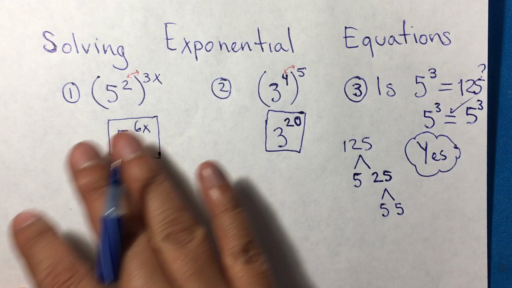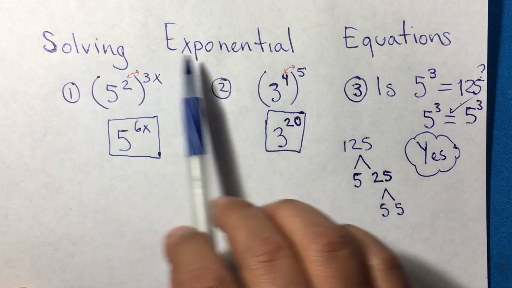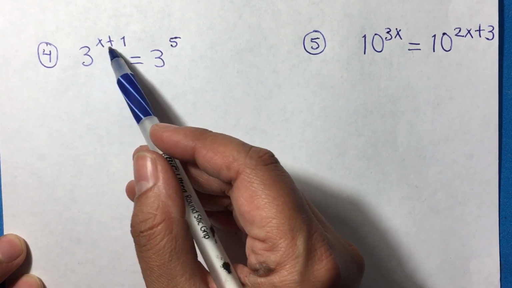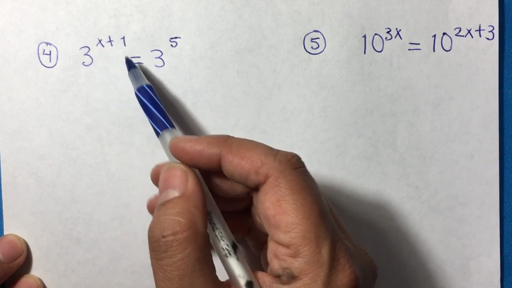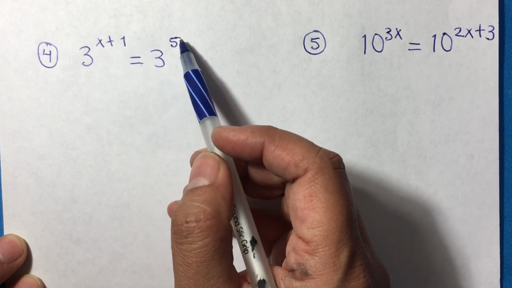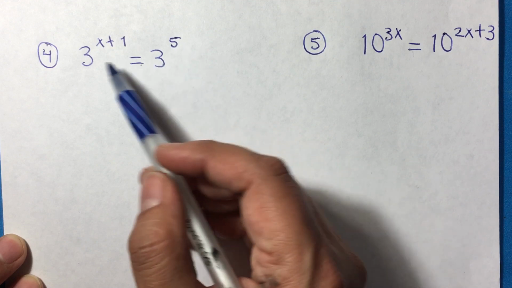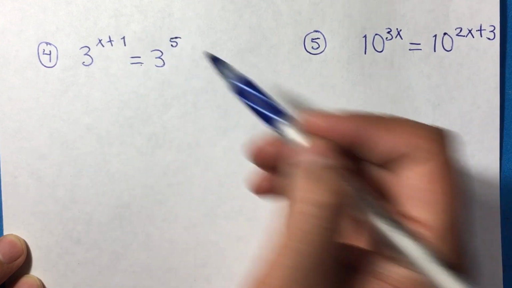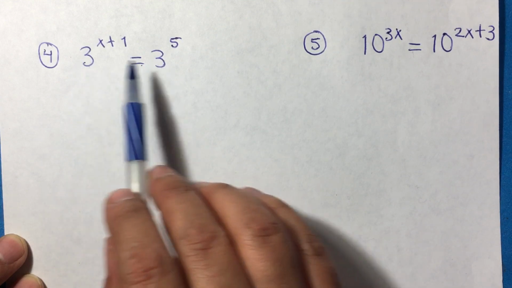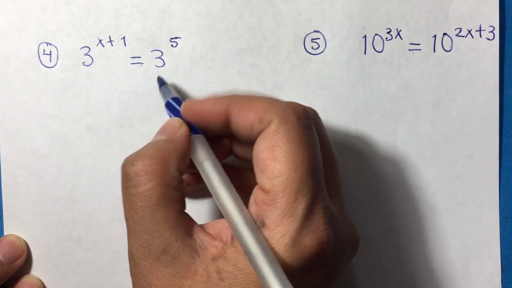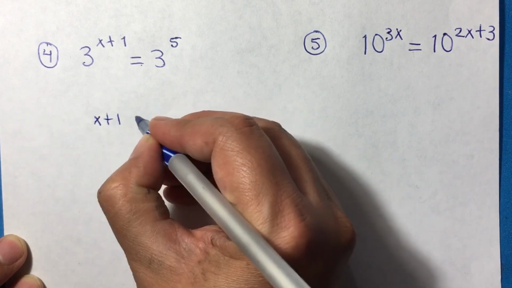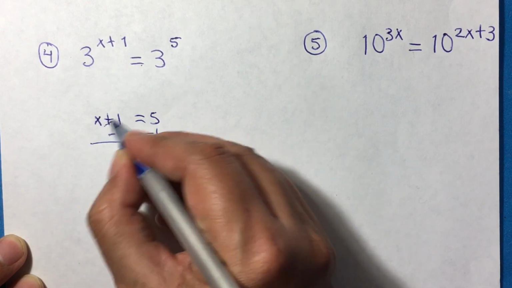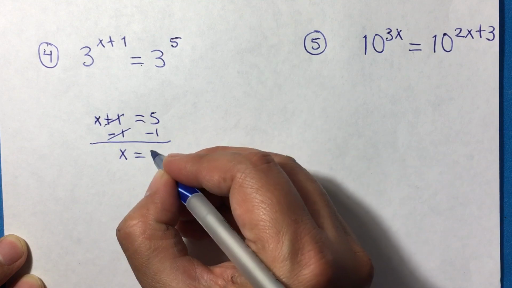Okay, check. Now this is going to help us for the rest of the lesson when we're going to be solving exponential functions. Okay, number 4 here says 3 to the x plus 1, that's my exponent, my power, equals 3 to the 5th power. Now when we have the same base, all we have to do is create an equation with our powers. You have to have the same base. So in this case, since we already have that, we just put x plus 1 equals 5. We subtract 1 from both sides, and x is equal to 4.